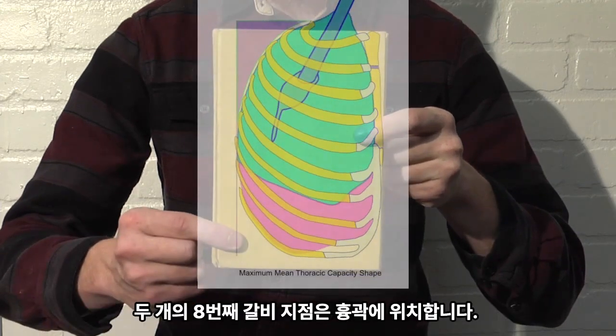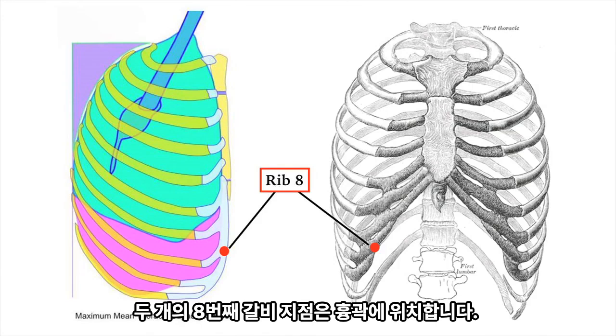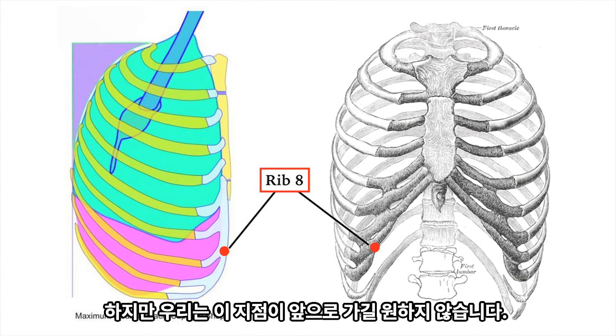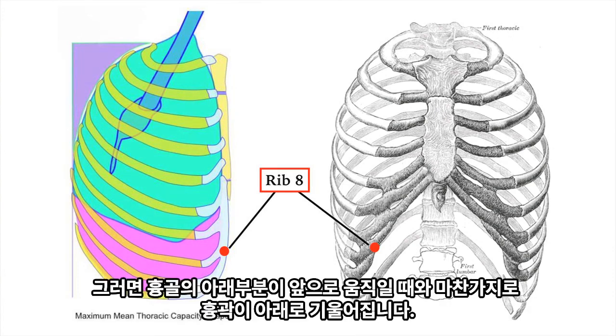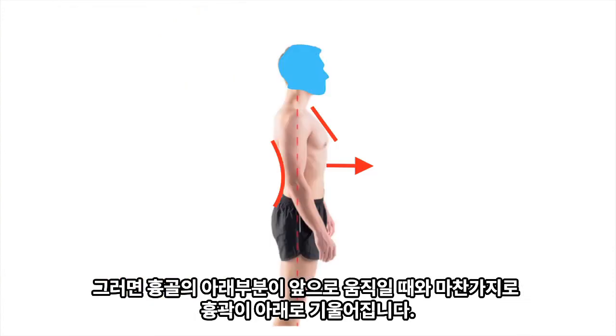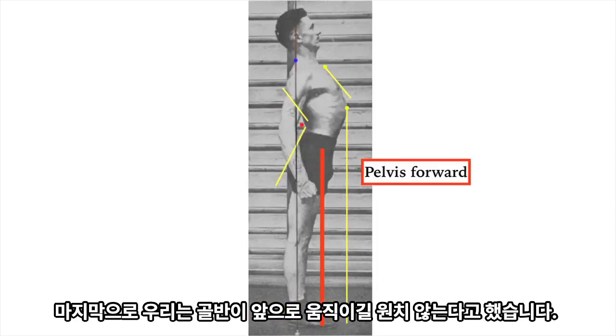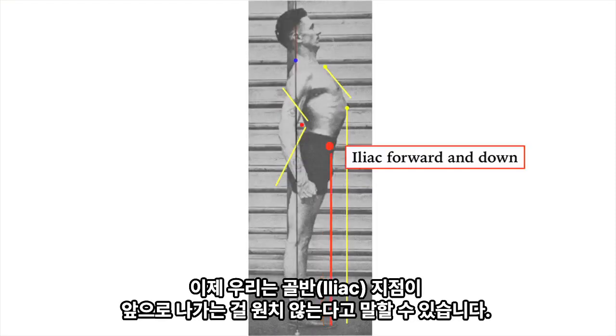Your 2 rib 8 points are on your rib cage, so naturally, we would like your rib 8s to move up while lifting the chest, but we do not want them to go forward, as that will lead to a tipping back and down of the rib cage, just like moving the bottom of the sternum forward would. And lastly, we said we did not want the pelvis to move forward. Now we can say we do not want the iliac points to move forward.